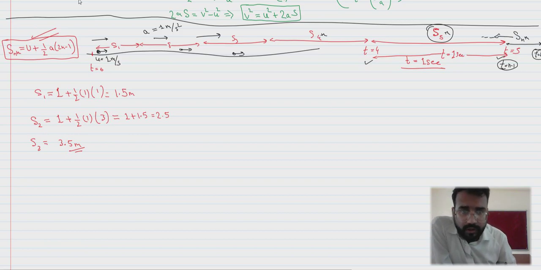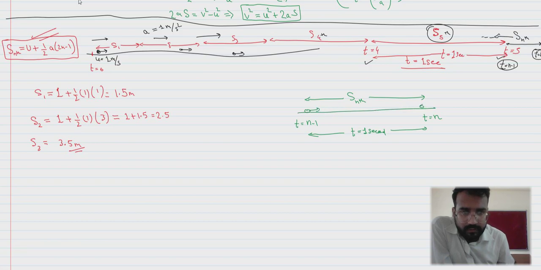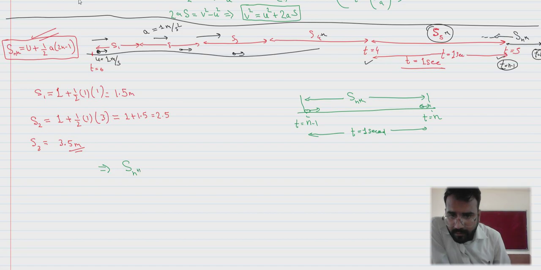So we are actually talking about S nth, and the duration taken for that is from n minus 1 to n time. So the time duration is 1 second only. Okay, let us observe the motion. How much is this displacement? We very well know S nth can be found by total displacement.